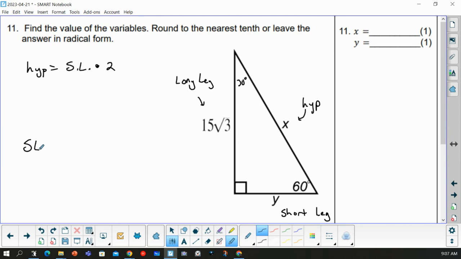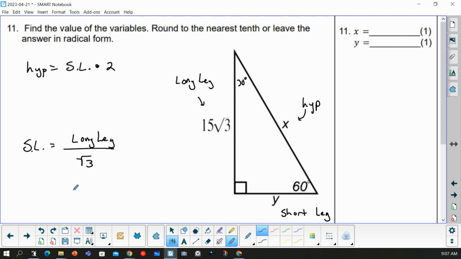The short leg, now there's two ways you can find the short leg. You could take the hypotenuse and divide it by 2, but since we don't have the hypotenuse and we're trying to find that, we could also do the long leg divided by the square root of 3. So this is the route we're going to take first.